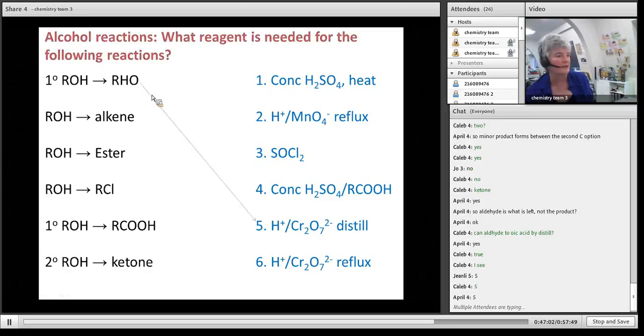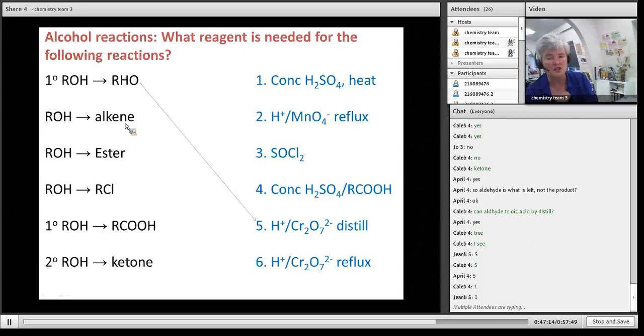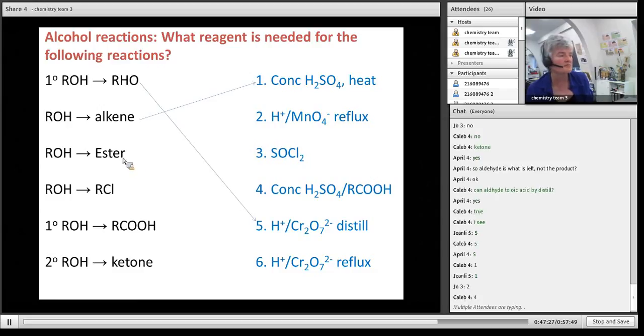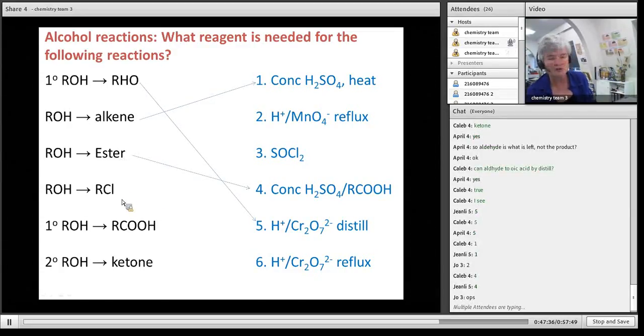5, correct. Okay, the second one over here, ROH to alkene. So it's an elimination reaction. As I say, start drawing tables. This is an oxidation, this is an elimination. So that'll be number 1, correct. Here it's an esterification. So this is a type of substitution reaction. As such, it's what we call a condensation reaction, but it is a type of substitution reaction. So right, good, 4. And this one, this is a proper substitution reaction.